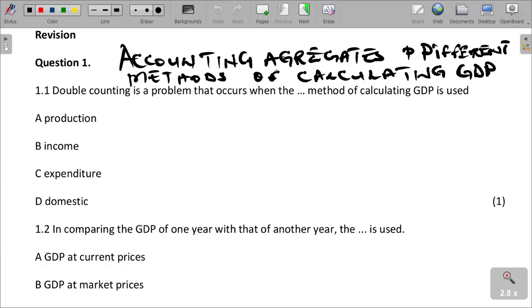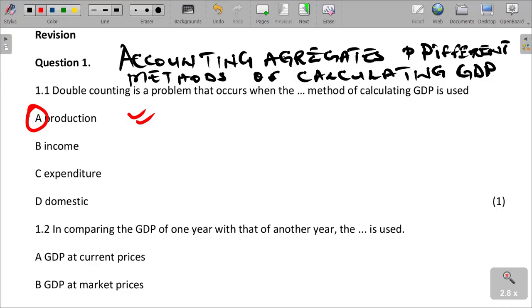Double counting is a problem that occurs when dash method of calculating GDP is used. So when calculating GDP, we may have a problem of double counting. So what is it that can cause double counting? I want you to understand that it can only take place when we have got a production method. Production method can cause double counting to be a problem when it is used in calculating GDP, in the production method or production value method.